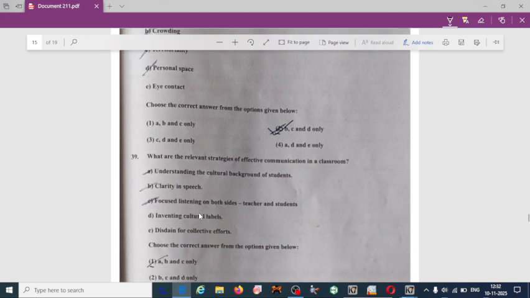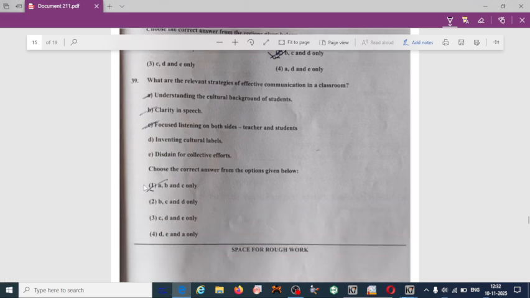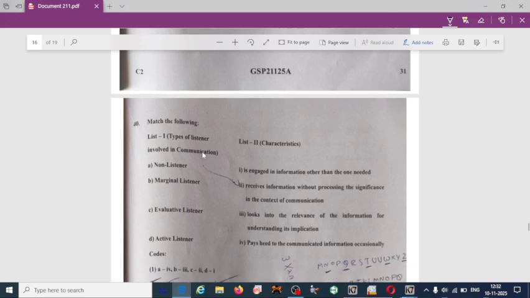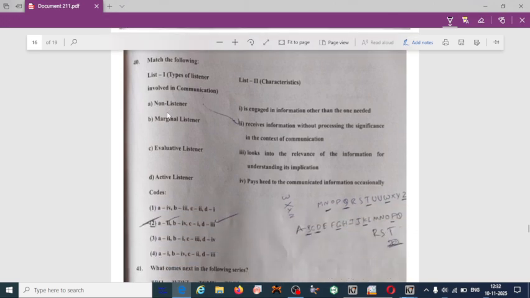What are the relevant strategies of effective communication in the classroom? Option A is correct. A, B, C are the correct answers. Match the following: non listener, marginal listener, evaluative listener, active listener. Option 2 is correct.